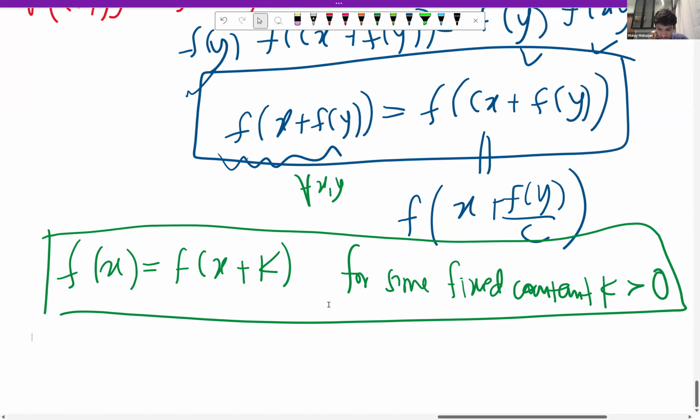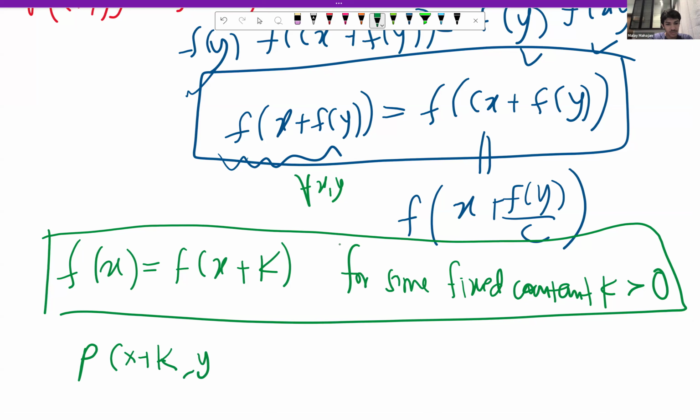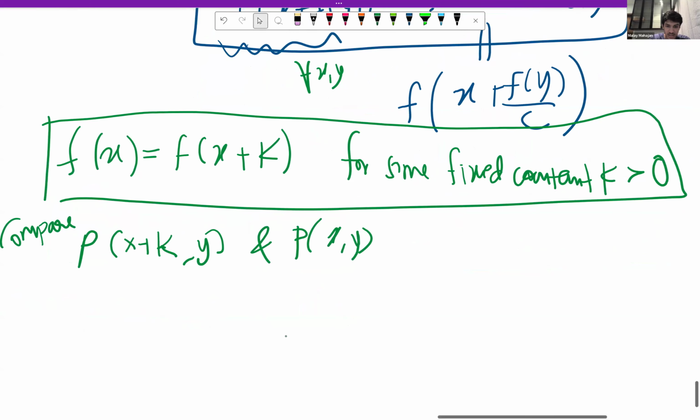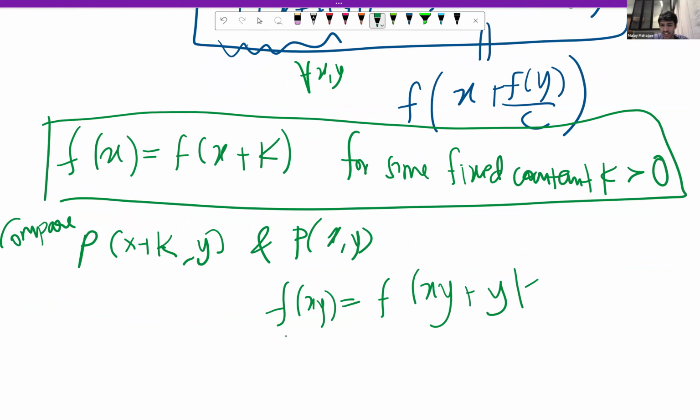Replace x by x plus k. Yes, so instead of this, you would replace x by x plus k. And the point is, again, as before, most of the things should not change. So compare. I let you figure this out, and you get f of xy is f of xy plus yk for all x, y.